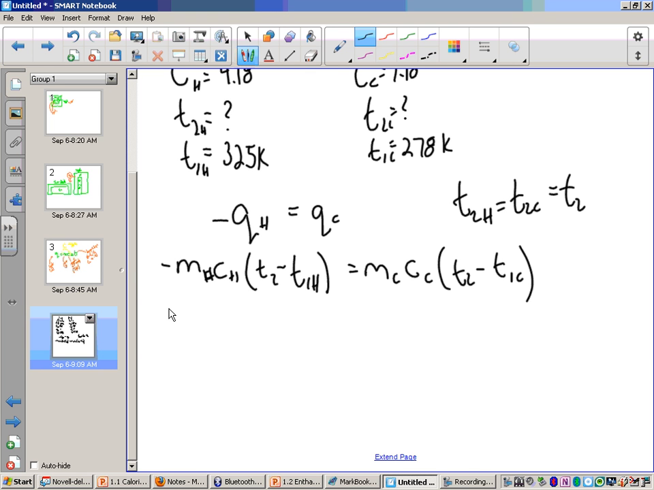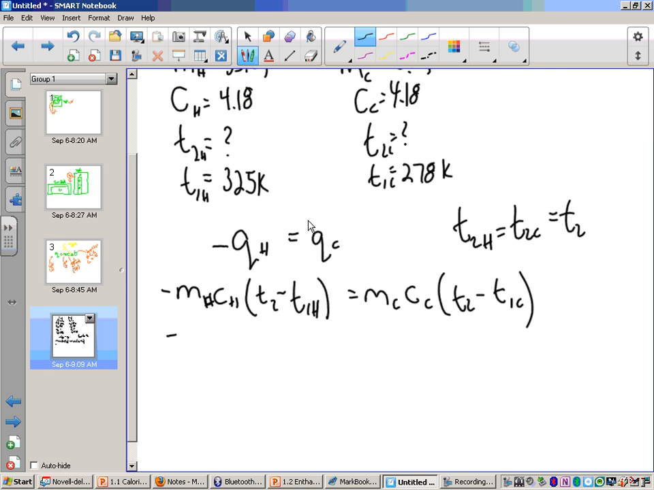Let's put our information in. Minus, and what was that mass? I can't move my screen up, can I? 35?